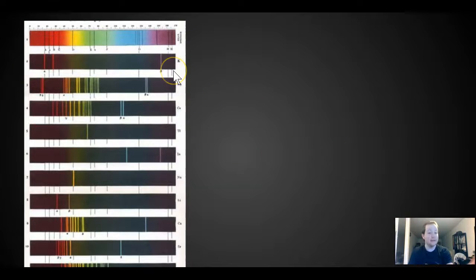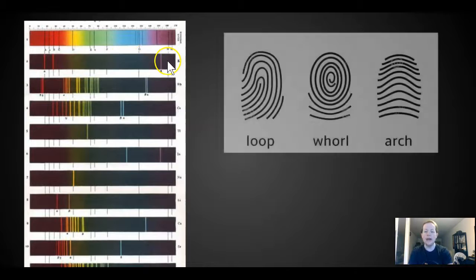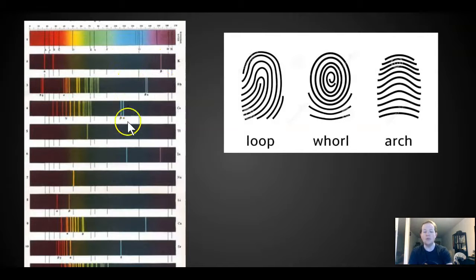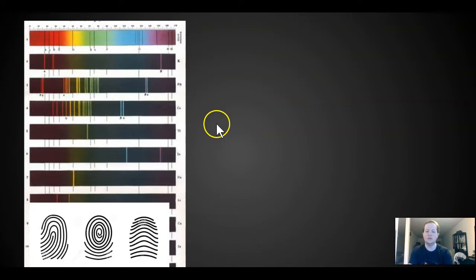There are many different atoms, but all atoms have their own type of light. This is an atom called potassium. This is the light potassium scatters. This is an atom known as lead. This is the type of light lead scatters. This is called calcium. This is the light that calcium scatters.